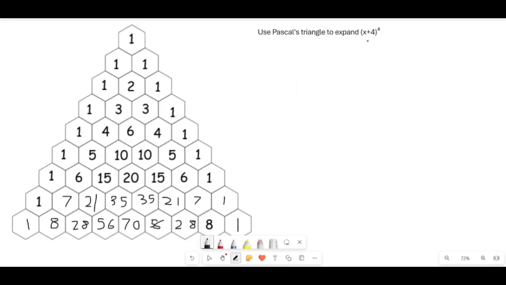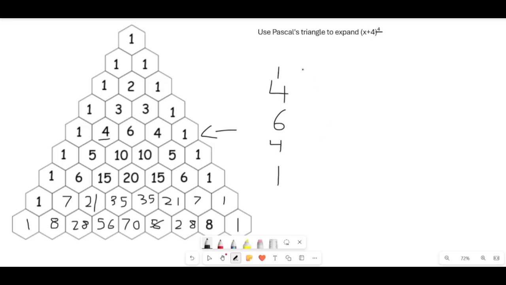Alright, so just remember when you get a question like this, the first thing you're going to want to do is figure out what this little exponent is up here, in this case 4. So you're going to go along and find the 4's here, so this is the row you want. What you're going to do is write out the row, preferably vertically.